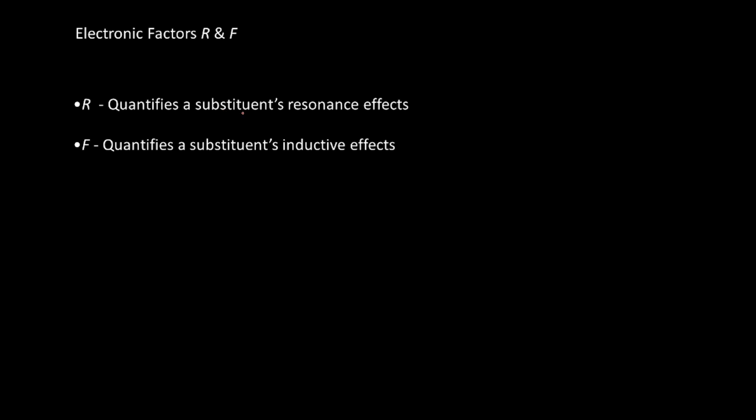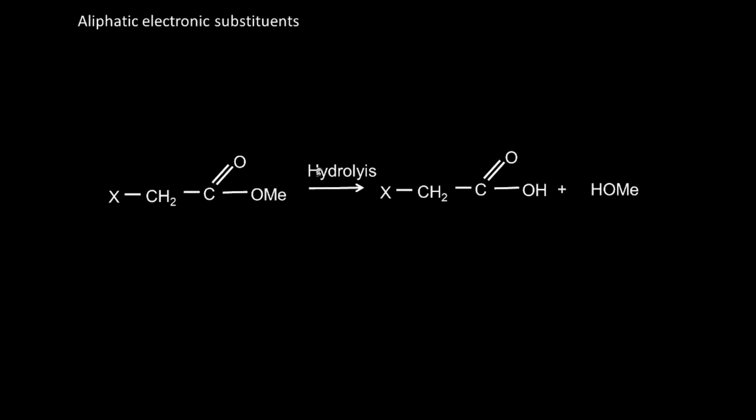So R quantifies a substitution's resonant effect. F quantifies the substitution's inductive effect. Okay, one is called the resonance, one is called the inductive, like I showed you here. If you look at aliphatic electronic substitutions, that is, we have the aliphatic group here. So you can have hydrolysis like this. Aliphatic, so we have MeOH, how do they act?